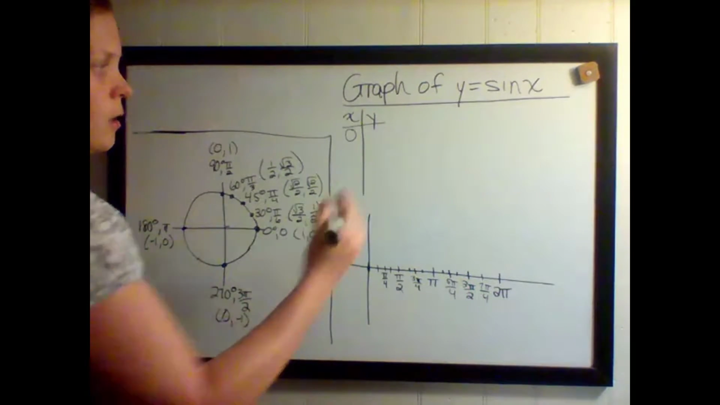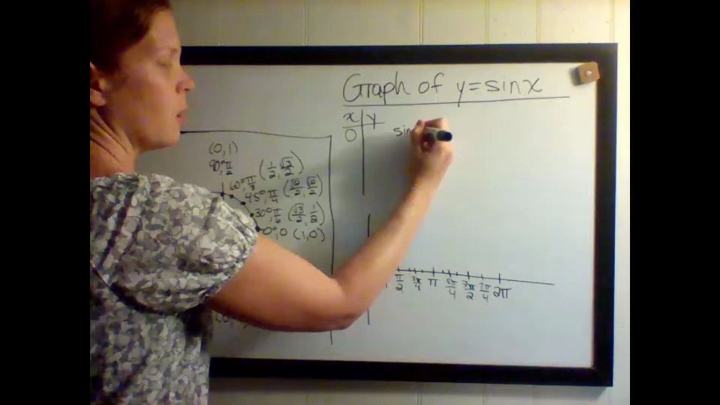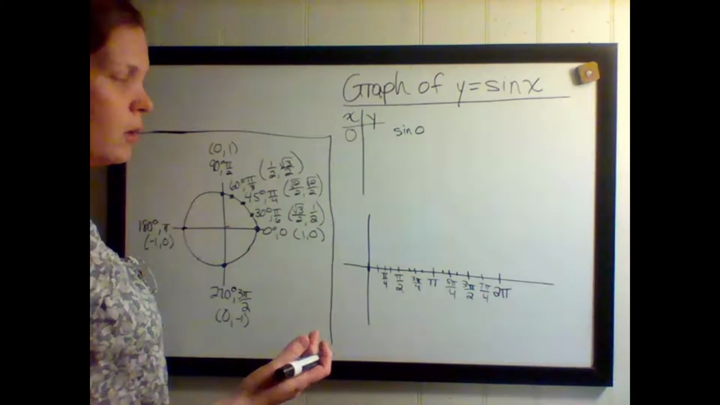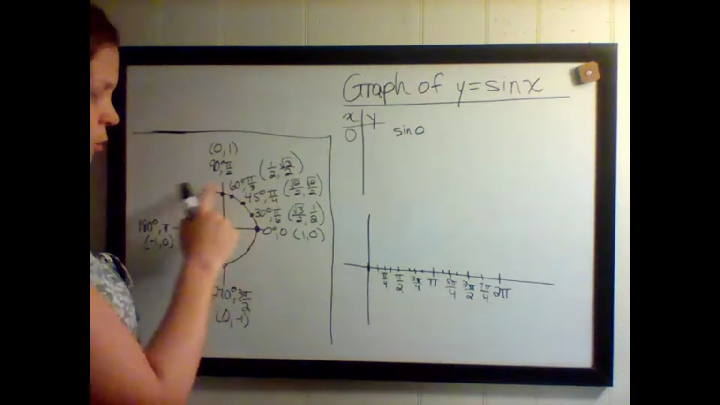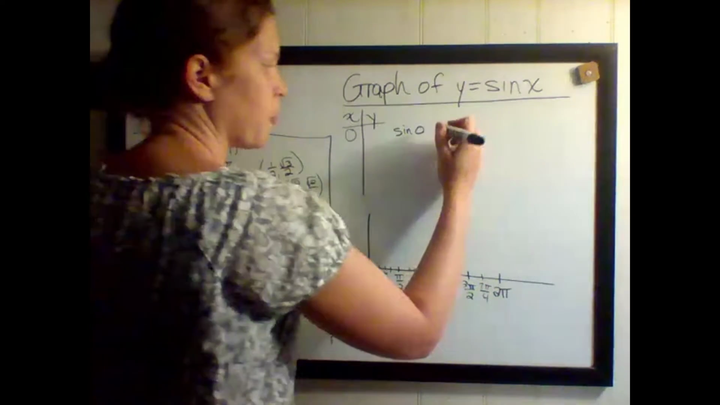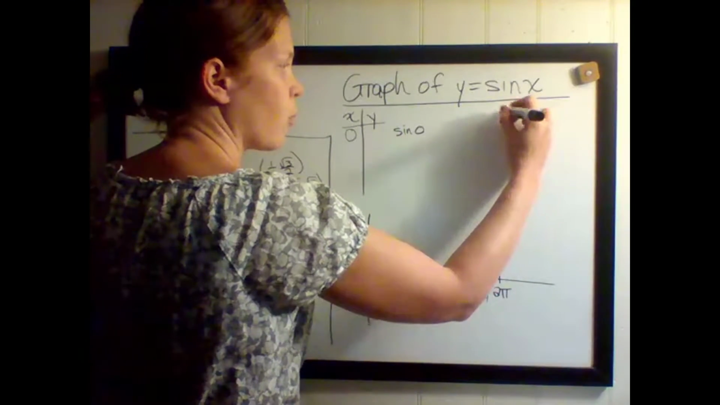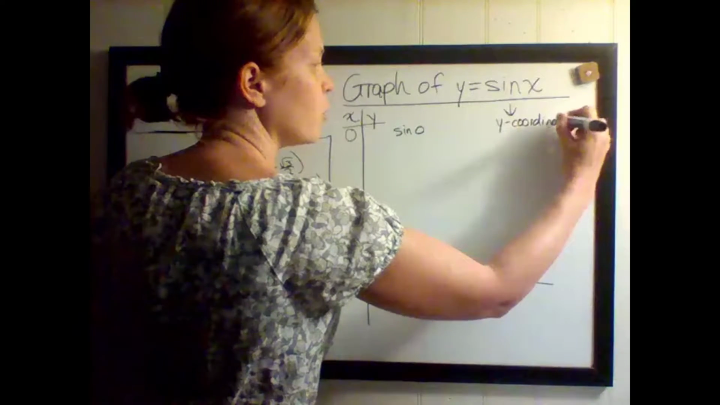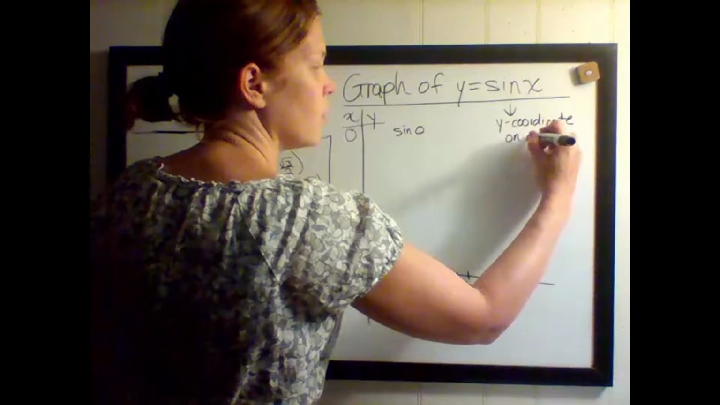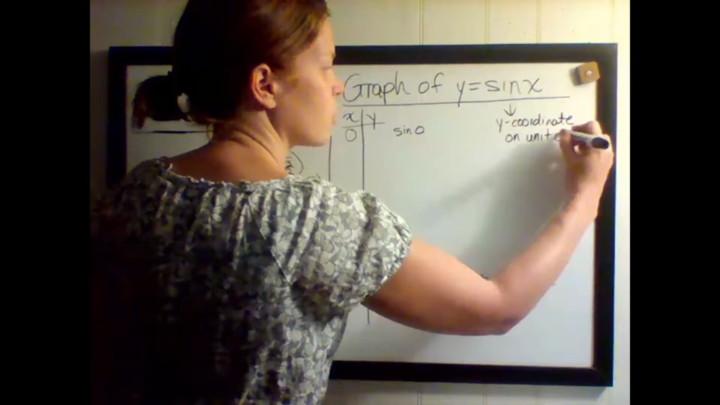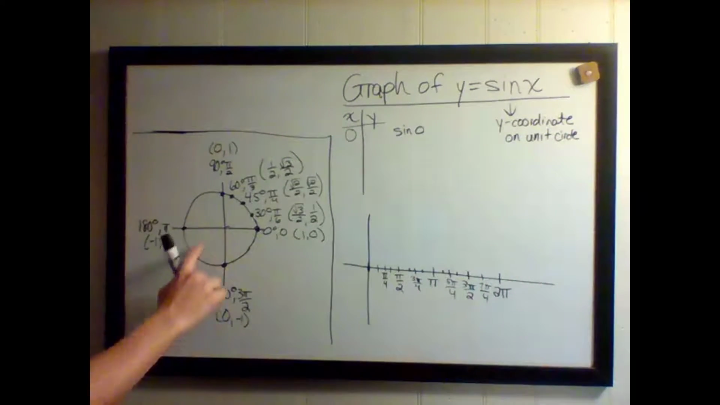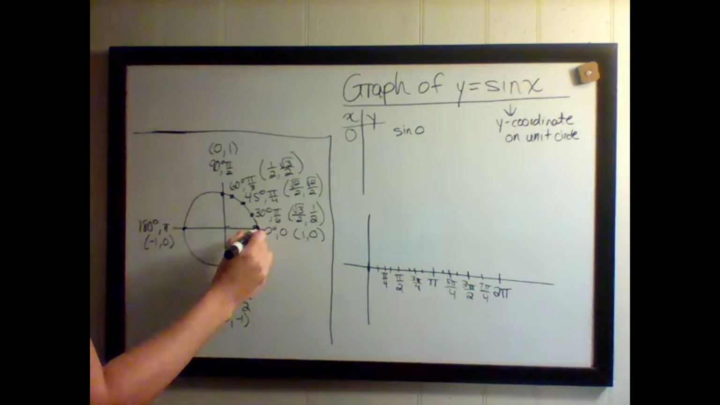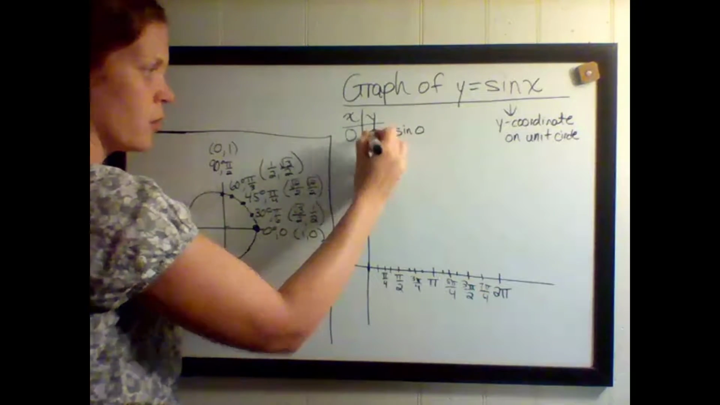So when we do sine of any of our angles, it's always on our unit circle the y coordinate, remember. So we're looking for whatever the y coordinate on the unit circle is. This is the y coordinate on the unit circle. So sine of 0, at 0 degrees or 0 radians, we have a value of 0.